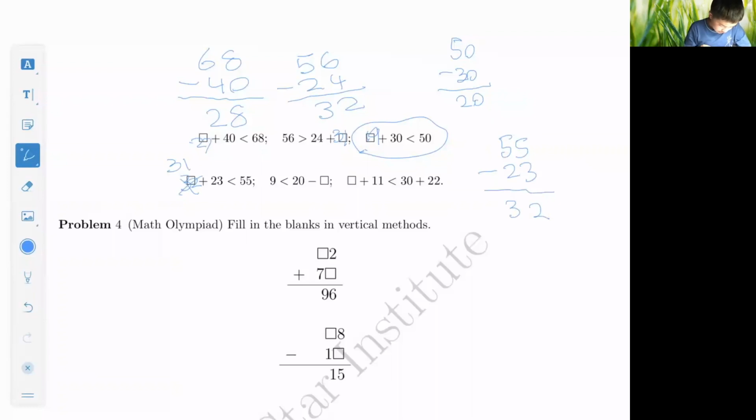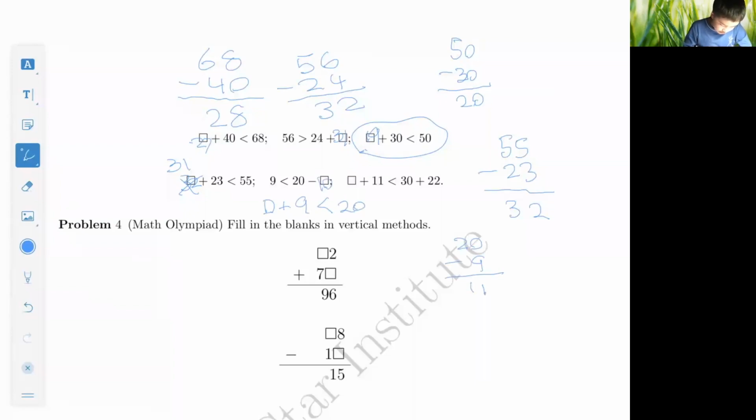For this question, we could subtract on both sides so that blank plus 9 is less than 20. Now we could use the same method, and 20 minus 9 equals 11, and the smaller whole number is 10.